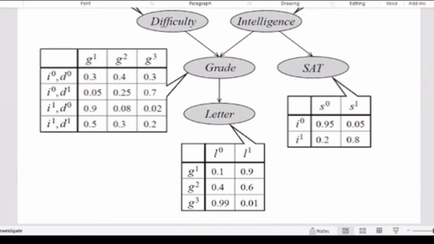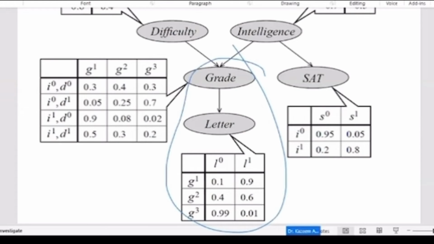Now, how can you interpret this? Let's see. Okay, 99%. What is happening here? What is G3? Average, only focus on grade. So let me reinterpret this. 99% of the time, a student with the average result gets a weak letter, because the letter is only based on grade.